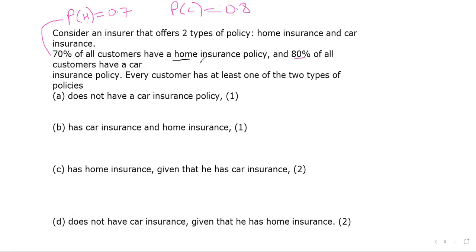Then we're also told that every customer has at least one of the two. So meaning home union car is equal to 1. So meaning at least one of them. So 100% of the population has what? An insurance. Now help me find the probability that a person does not have a car insurance. What are they asking for? A person does not have a car insurance.